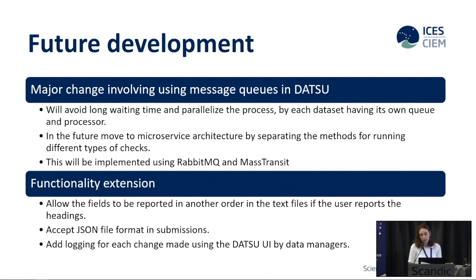One of those is to accept JSON file format in submission instead of just the text format and XML format that we accept right now, as well as adding logging for each change made using the DATSU UI by data managers in order to help prevent mistakes and be able to trace back what has happened before.